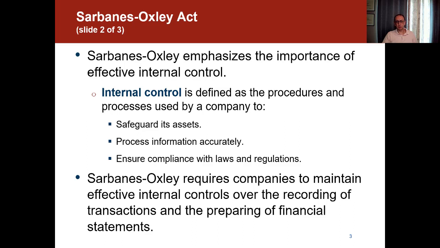So what is internal control? Internal control is defined as the procedures and processes used by a company to satisfy three areas. The first is to safeguard its assets, the second is to process information accurately, and the third is to ensure compliance with laws and regulations. These are the three main objectives that any effective internal control is aiming for. Sarbanes-Oxley required companies to maintain effective internal controls over the recording of transactions and the preparation of financial statements.